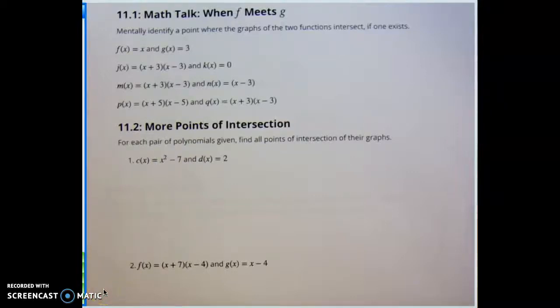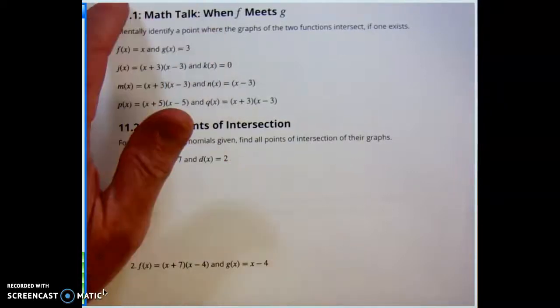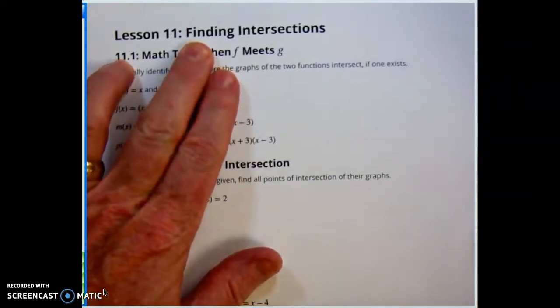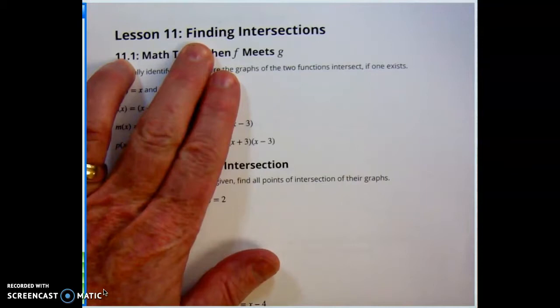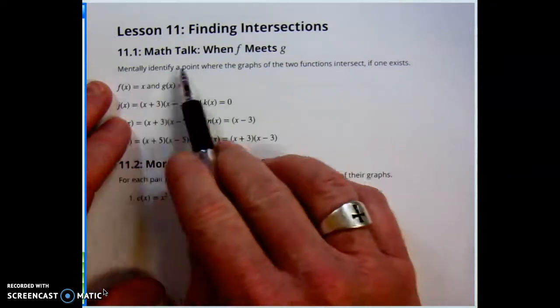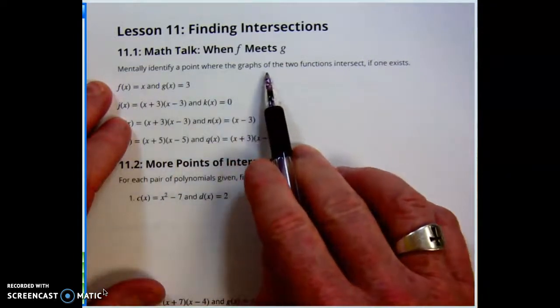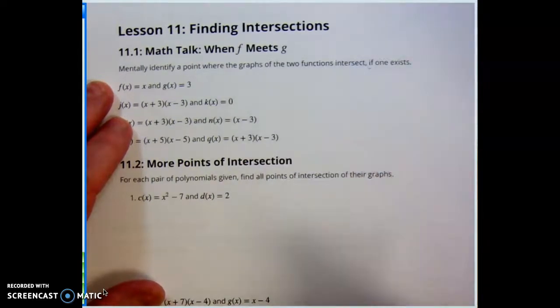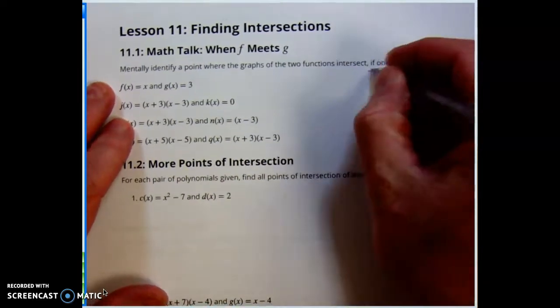All right, today we're looking at Unit 2, Lesson 11, and we're going to be finding where graphs intersect each other, or where equations would meet, okay? Or where we might say we find common solutions to the same equation. So it says mentally identify a point where the graphs of the two functions intersect if one exists. They may not exist at all, okay?